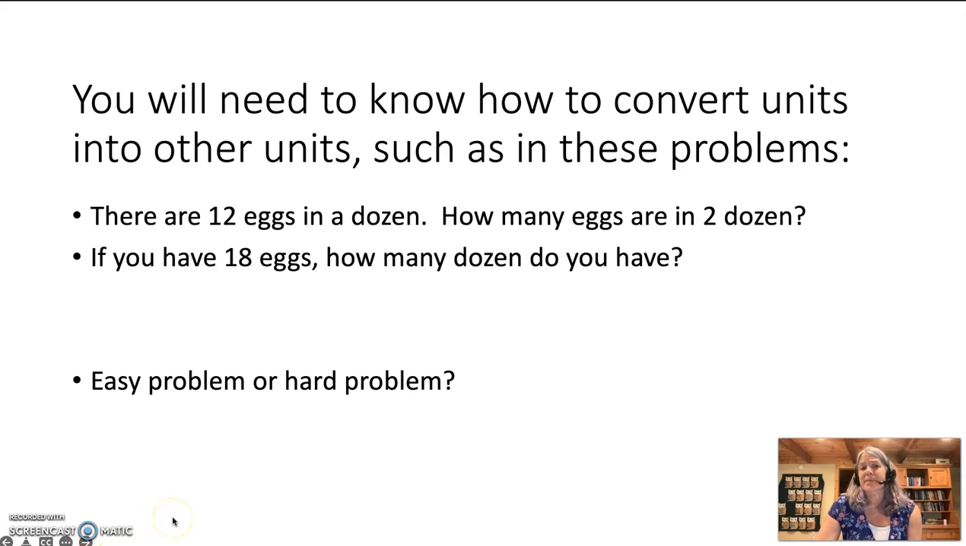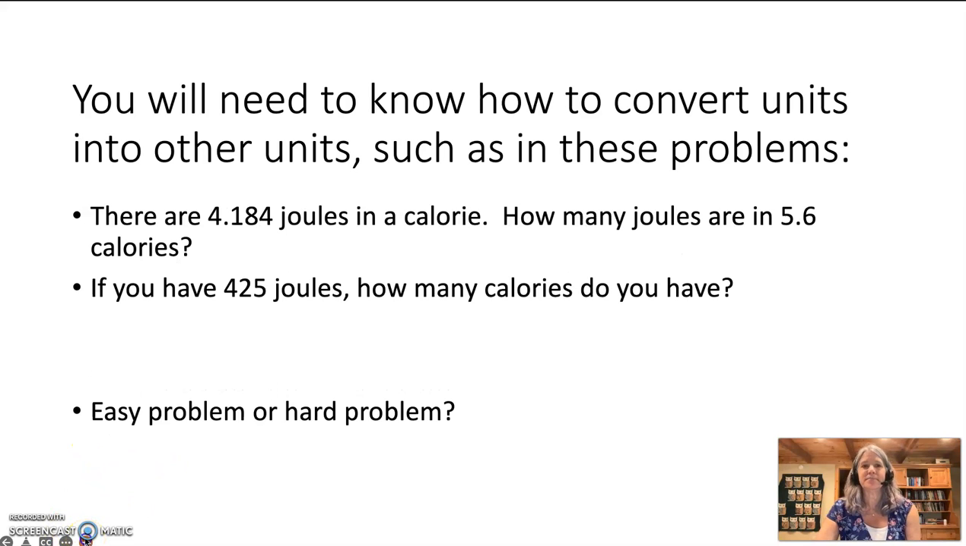So here is an example problem of converting units. There are 12 eggs in a dozen. How many eggs are in 2 dozen? If you have 18 eggs, how many dozen do you have? So I'd like you to think about whether or not this is an easy problem or a hard problem. It might seem kind of easy to you because you've worked with eggs before, and you can picture what a dozen is.